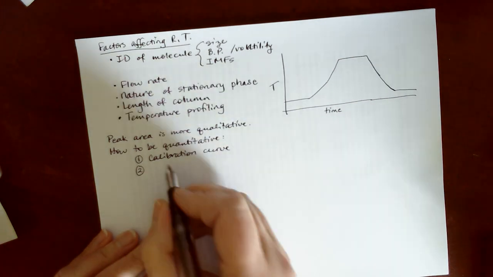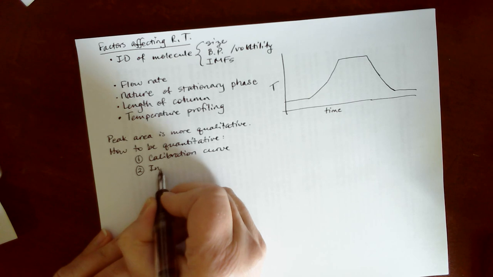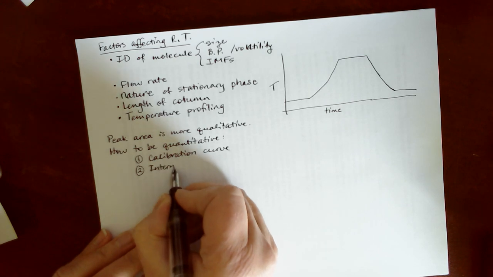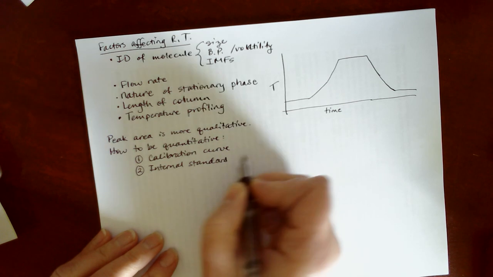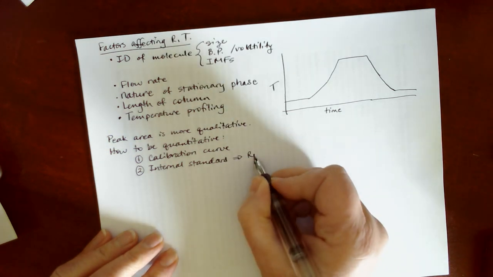So the other way that we do this is we usually do an internal standard, and then we figure out a response factor.